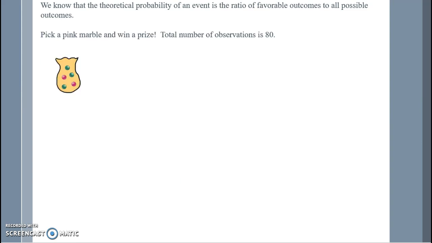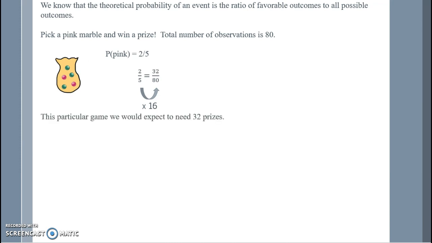Pick a pink marble and win a prize. The total number of observations is 80. The probability of getting a pink is 2 out of 5. So 2/5 equals how many out of 80? Since 80 is our observations, or the number of trials. Well, since 5 times 16 is 80, 2 times 16 is 32. For this particular game, we would expect to need 32 prizes.